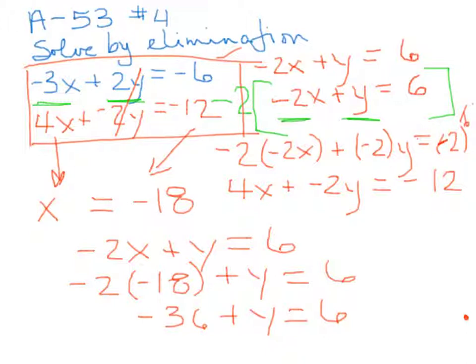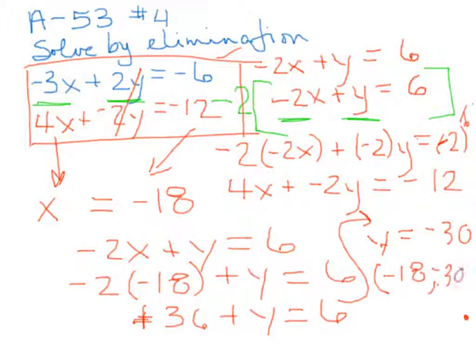So here I'm going to end up with, if I bring this over to here, I add 36 to both sides, and oh, that's positive 36, no wonder. So if I go over there, I'm going to get, if I subtract 36, I get y is equal to negative 30. And my ordered pair where these intersect then is negative 18, negative 30. And that's my final answer right there.